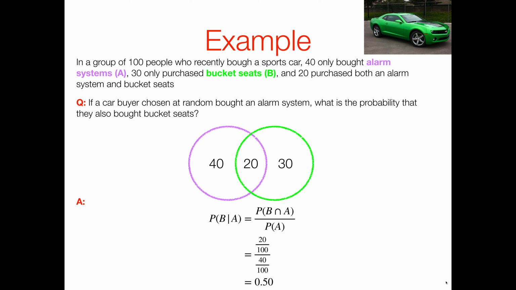So here, a car buyer chosen at random bought an alarm system. That's what we know, so we're going to say that's the given. Given that they bought an alarm system, what's the probability they bought bucket seats? That's how I end up with the probability of B given A, so the probability of bucket seats given alarm system. Then we just use our definition. So 20 out of 100 divided by 40 out of 100 is 1/2.